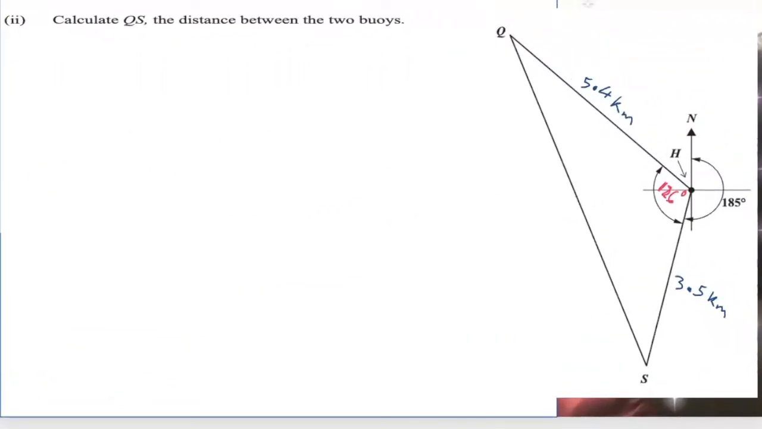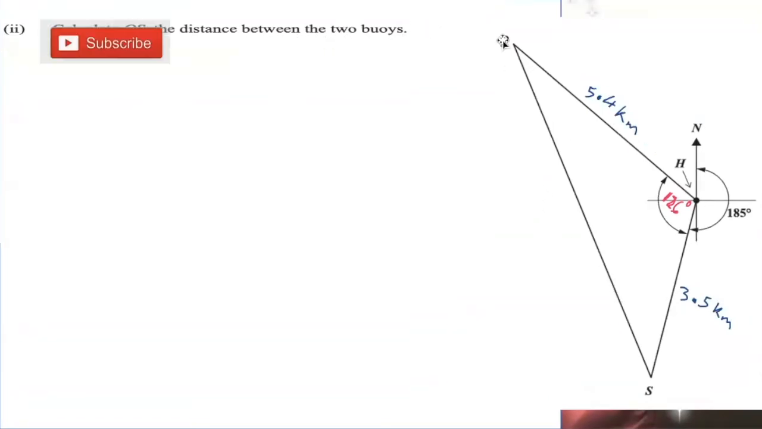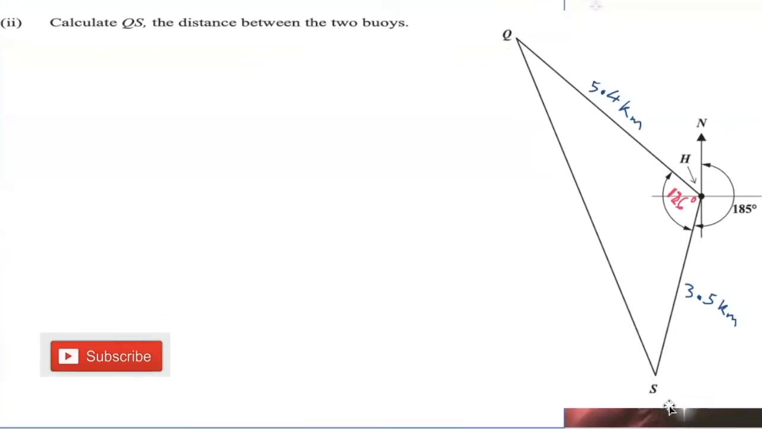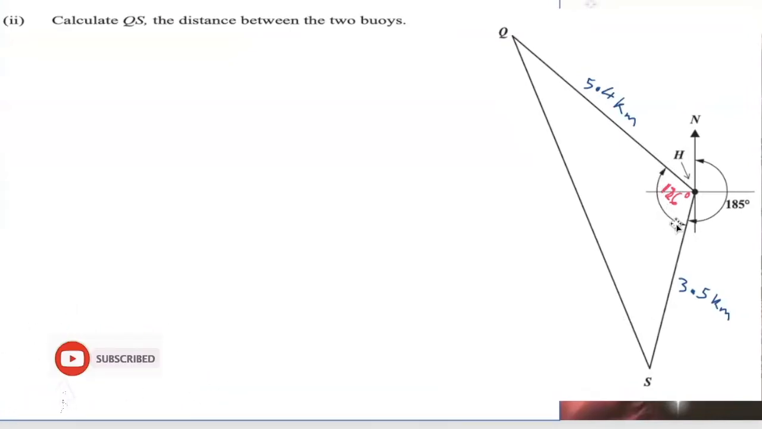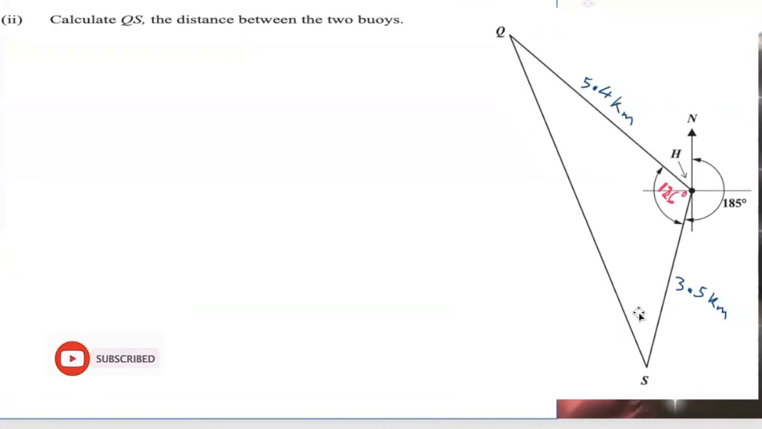The next question we have is: calculate QS, the distance between the two buoys. Now, this is QS, so we need to find the distance between these two buoys. We know QH and we know HS, and we have the angle 126 degrees. Now we can label these sides.